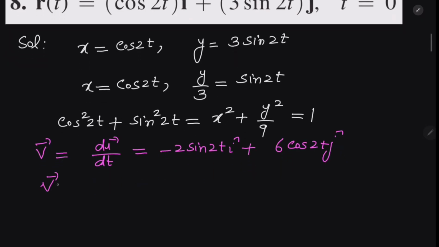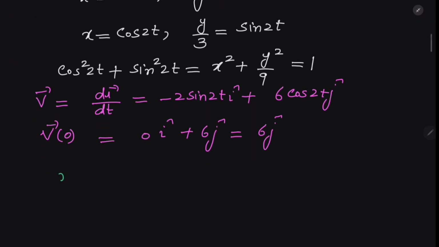So velocity at t is equal to 0. This is 0i, cos 0 is 1, so 6j. So the answer is 6j. And we can also find the acceleration. First we need to find the acceleration, so we take a derivative: minus 4 cos 2t i minus 12 sine 2t j.